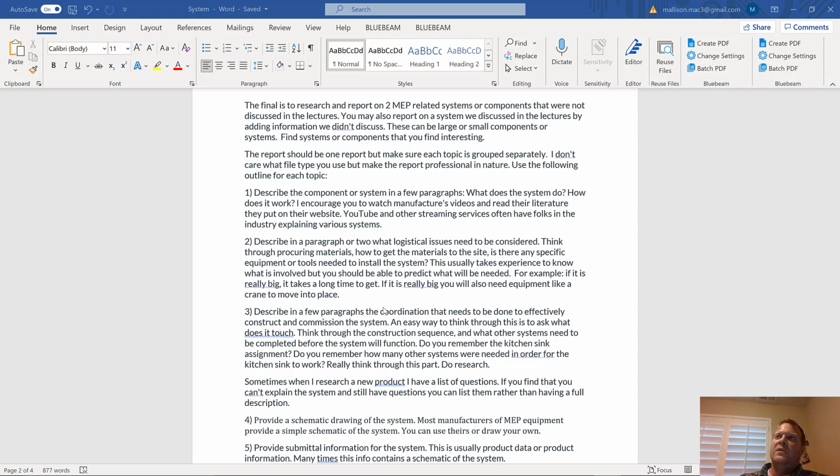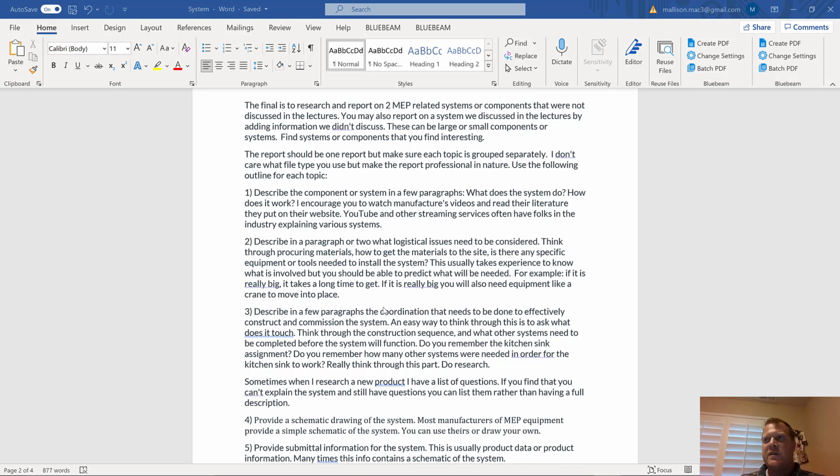So let me give you an example of some systems. Last semester, somebody did a report on a recirculation hot water system for a home, so that whenever you went to a faucet and turned on the hot water, it was immediately hot. It was a residential hot water recirculation system. That was fine. It was relatively small. There was really only one component in it, a pump and some switching controls to be able to do that. So that was one of his two things that he reported on.